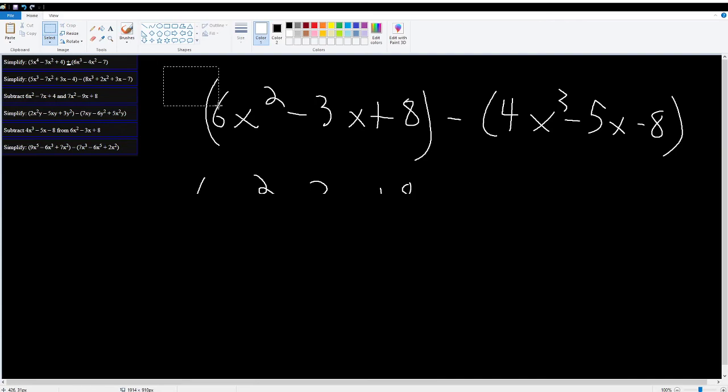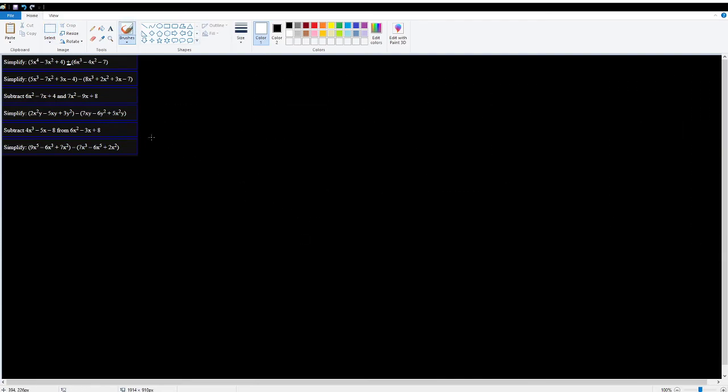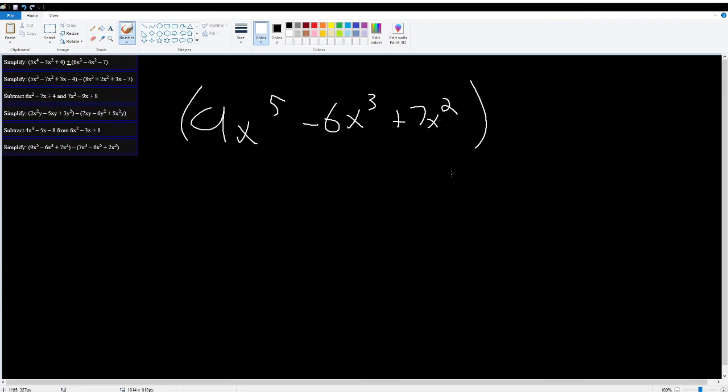All right. Last but not least, we have simplify 9x to the 5th minus 6x cubed plus 7x squared, all subtracted by 7x cubed minus 6x to the 5th plus 2x squared. So let's rewrite that. 9x to the 5th minus 6x cubed plus 7x squared minus 7x cubed minus 6x to the 5th plus 2x squared. Remember, it's subtraction again, so the first part of the polynomial stays the same.